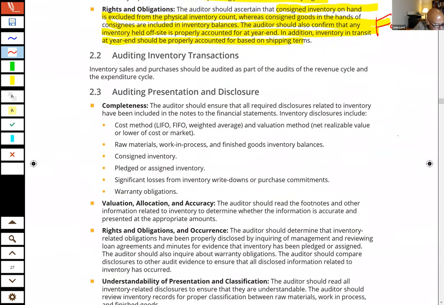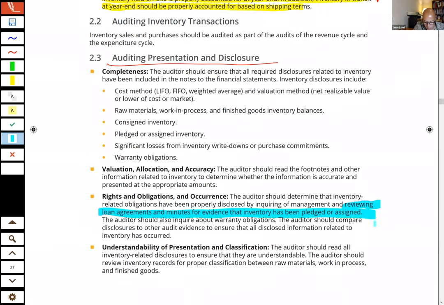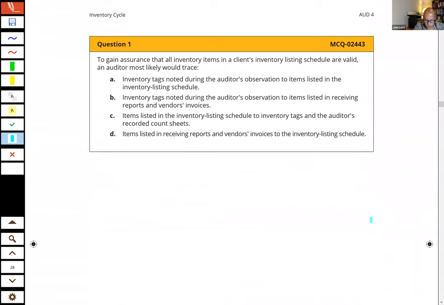Rights and obligations. Again, I don't think they get too much into presentation and disclosure, but for inventory, reviewing loan agreements and minutes or evidence that the inventory has been pledged or assigned as collateral or whatever, that would probably be a good presentation issue that you'd want to be concerned about. Okay. All right. Good. With that, let's go ahead and take a look at a question.